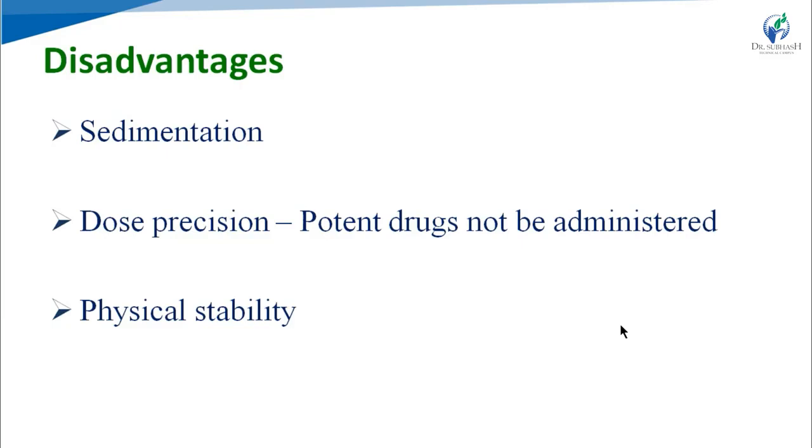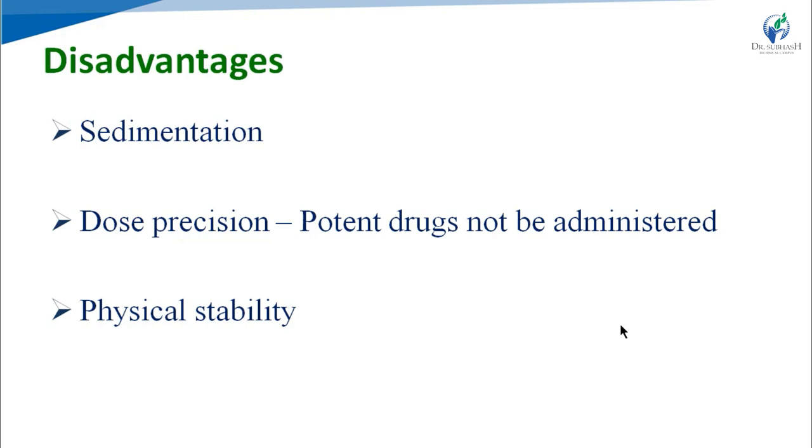Potent drugs cannot be administered if there is no dose precision, because a potent drug means in a very small amount it gives the highest effect. So the dose of potent drugs is very low, and if the dose precision is not there in the case of suspension, then potent drugs give a negative effect, or might give a side effect. There might be changes in the dose when we are taking it. So if potent drugs are converted into suspension, it shows a problem. So potent drugs should not be administered in a suspension.